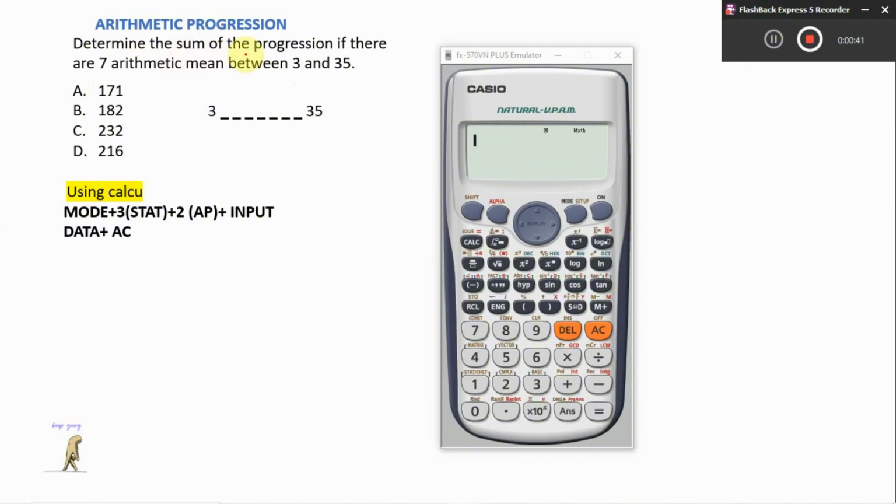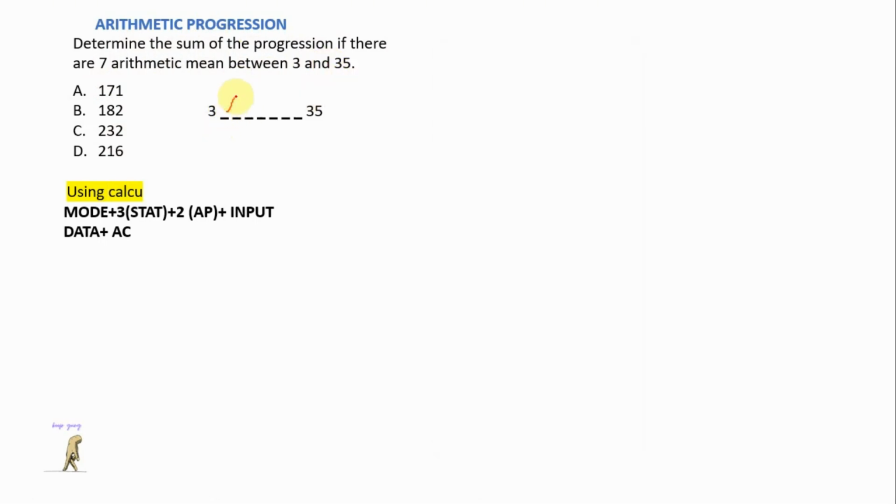We need to find the sum of the progression if there are 7 arithmetic means between 3 and 35. So it means that this 7 here, these are the 7 arithmetic means that are given in our problem. And we can solve this using our calculator even if we don't know what the in-between numbers are, because we already have two values, which is, we know, this is our a sub 1, the 3 here, and this is our a sub 9.